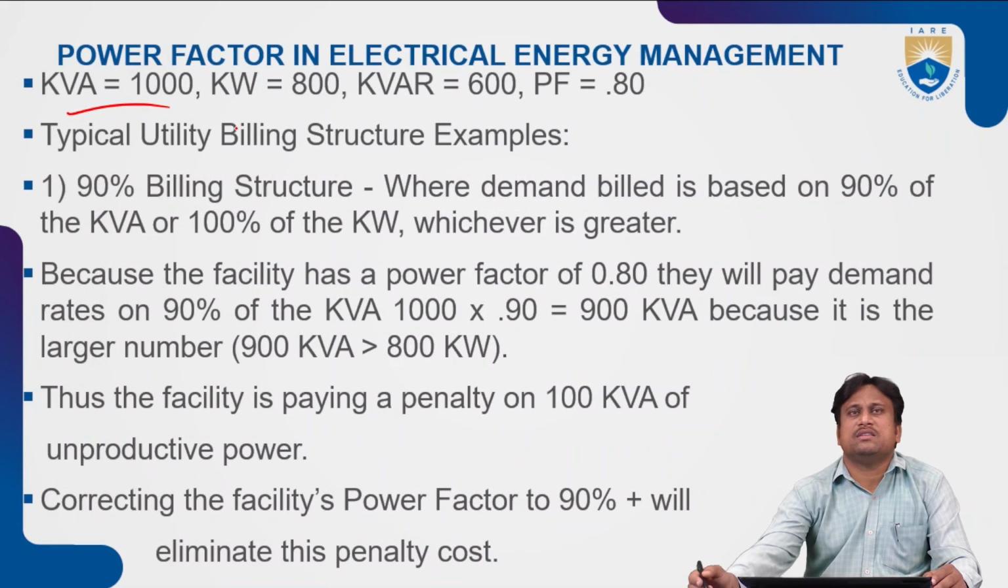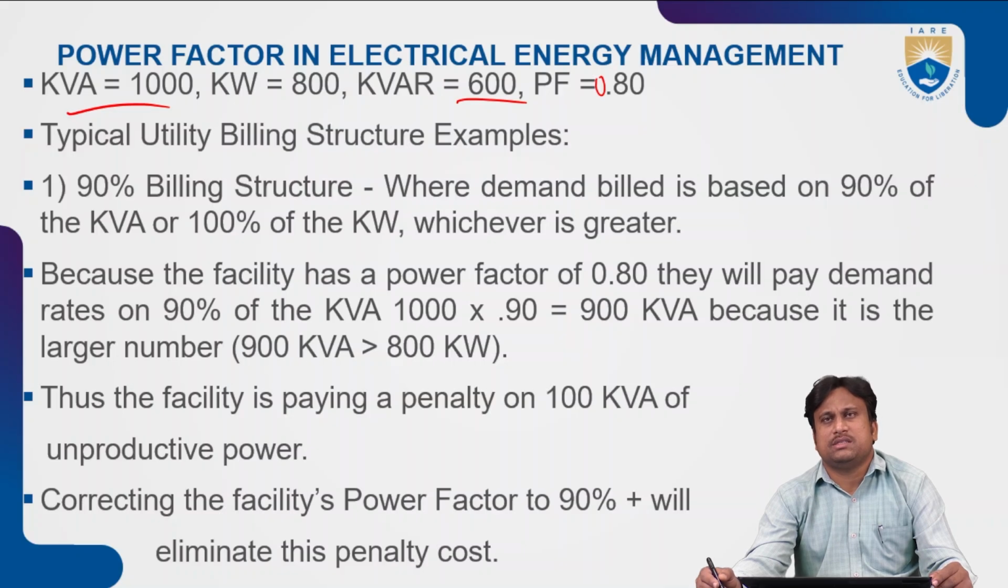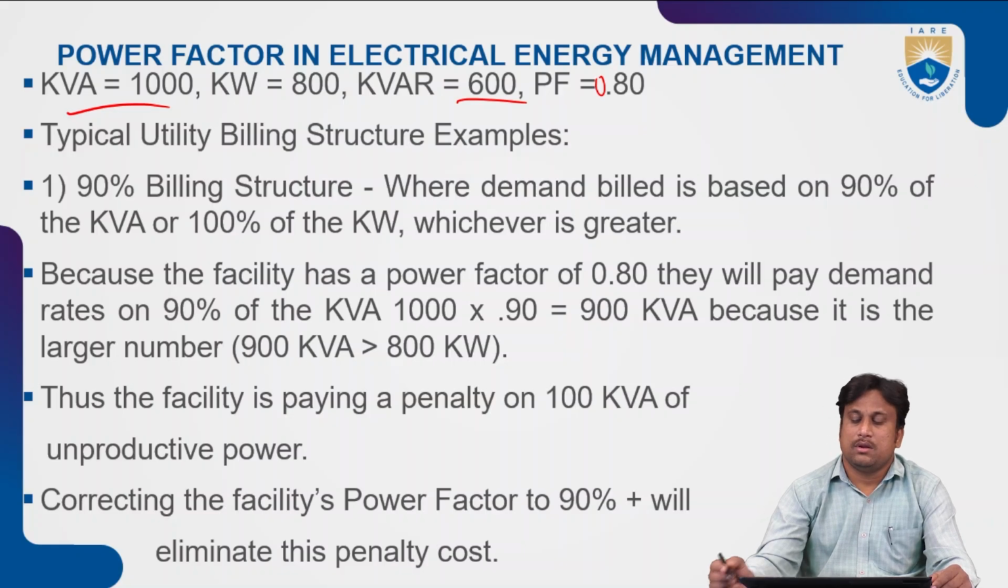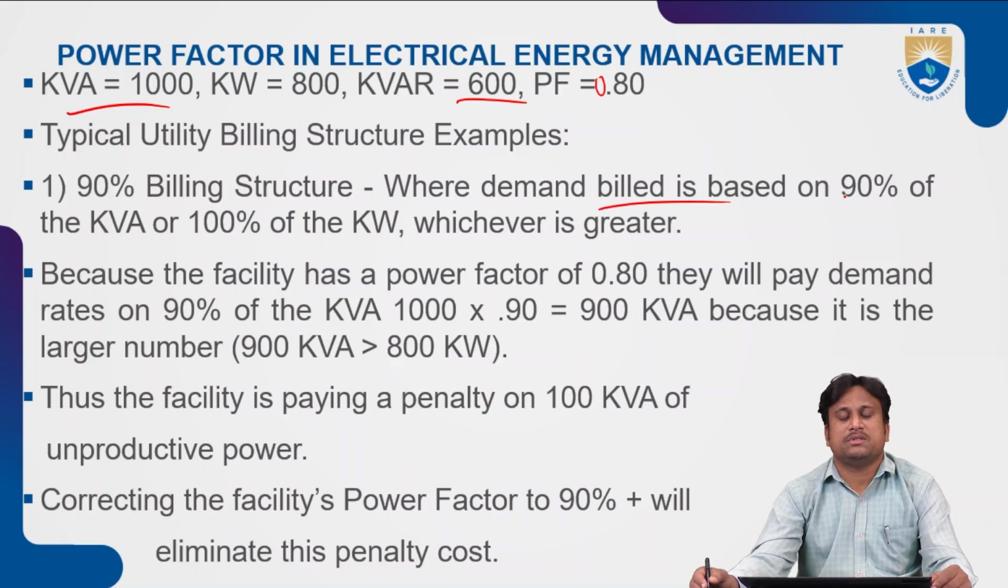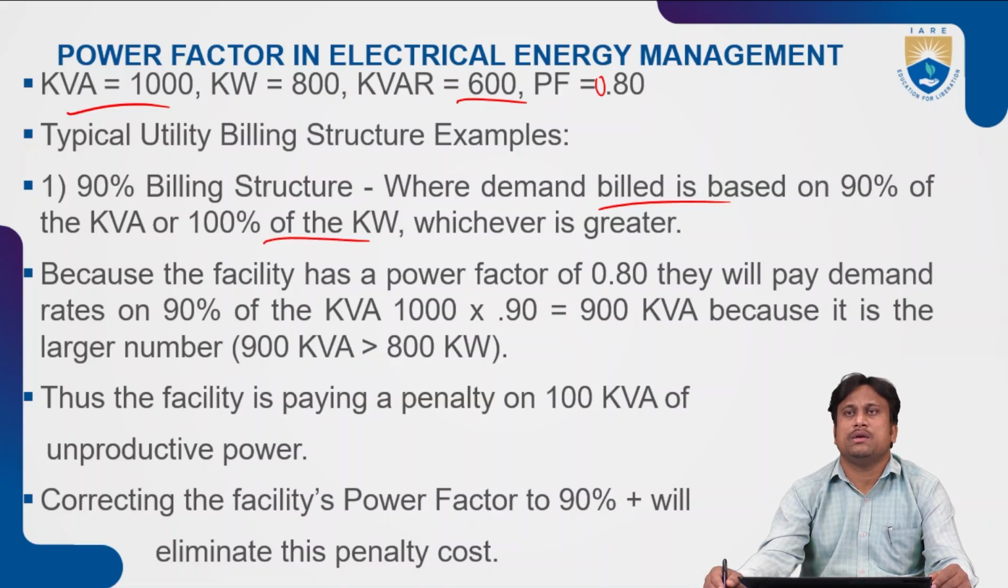So consider kVA of about 1000, kilowatts about 800, kVAR about 600 and a power factor of about 0.8. A typical utility billing structure will be given with a suitable example here. With the above values of kVA, kilowatts, kVAR and power factor, a 90% billing structure is considered. That means the demand billed is based on 90% of the kVA, or 100% of the kilowatts, whichever is higher.